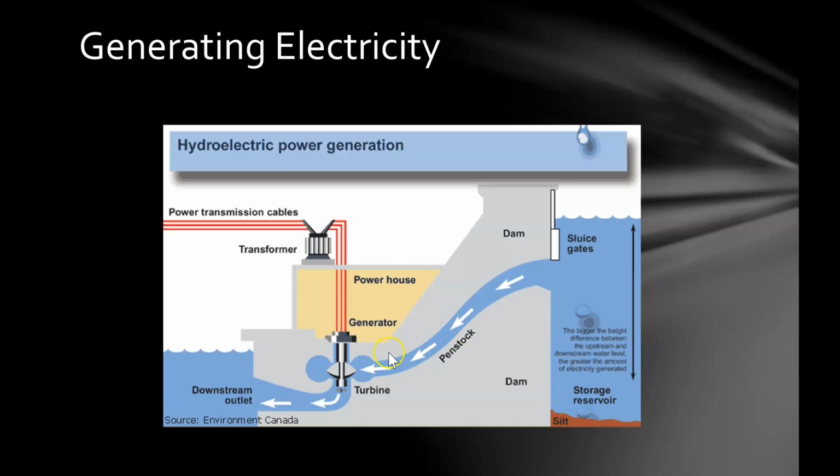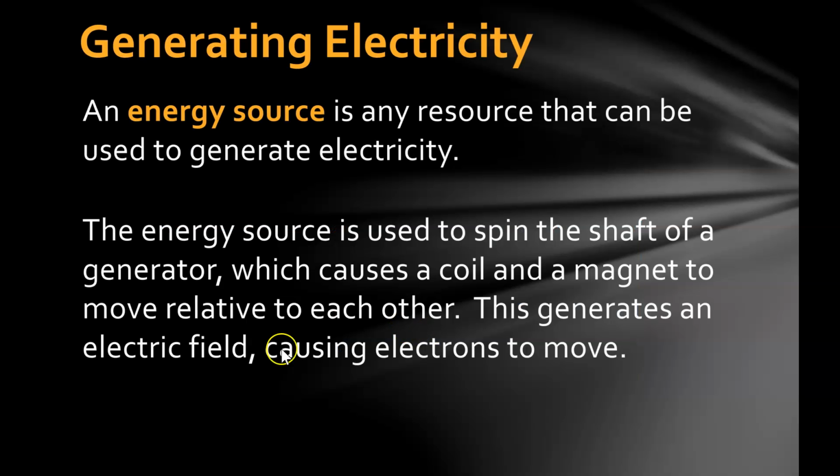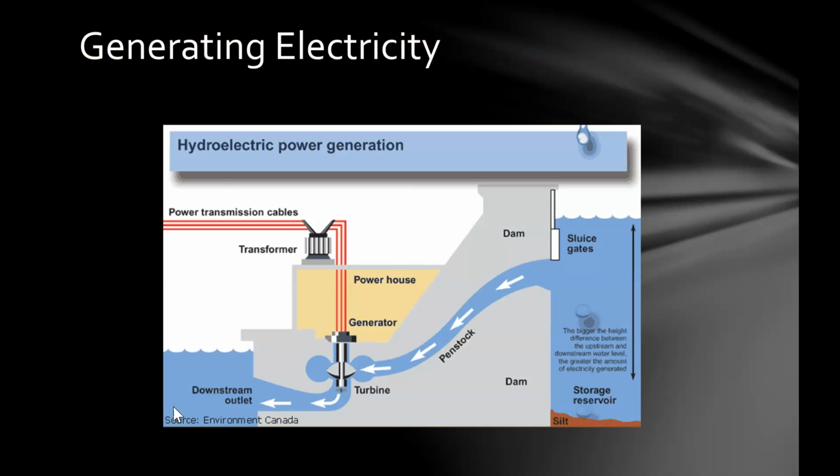eventually creating that electrical field, which is transmitted into these wires from the generation powerhouse, the power plant, and then eventually into a transformer, which increases the current, and then eventually to those power transmission cables that go to your houses and buildings and offices.